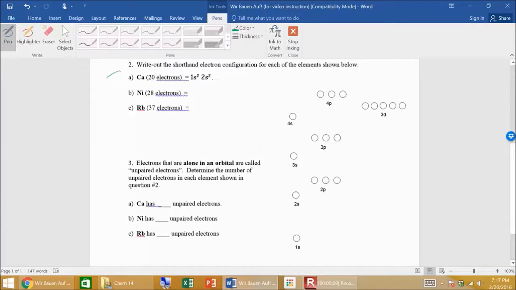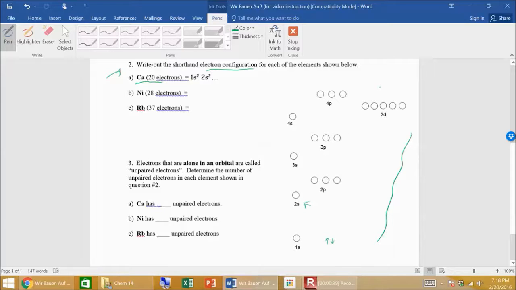Alright, now I'm on 2. This one says write out the shorthand electron configuration, so that's the string of letters and numbers. Use this set of orbitals to help you figure it out. So for example, calcium is 20 electrons. The first 2 are going to go here, and you can imagine them being 1 up, 1 down. And the next 2 are going to go here in the 2s, and so on and so forth until you get to 20 electrons.